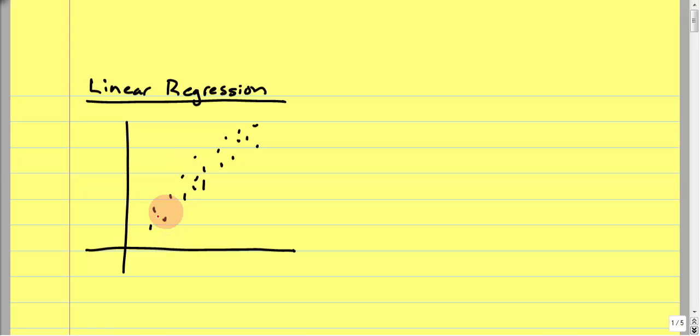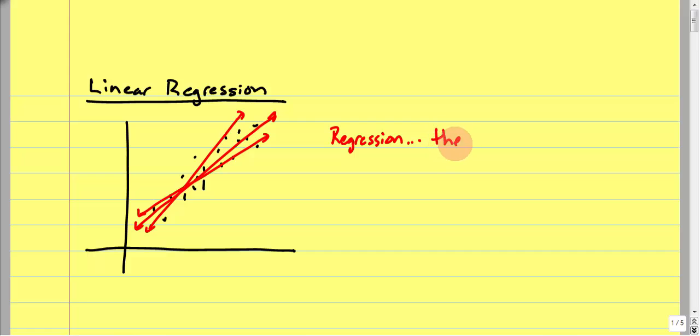So you can see that a line of best fit might look something like this, or it could look something like this. There's quite a few different lines that look like they could fit pretty well through here. But we're talking about regression, and regression in particular is basically the mathematical line of best fit. So in other words, we use mathematics to calculate the line that fits the best.